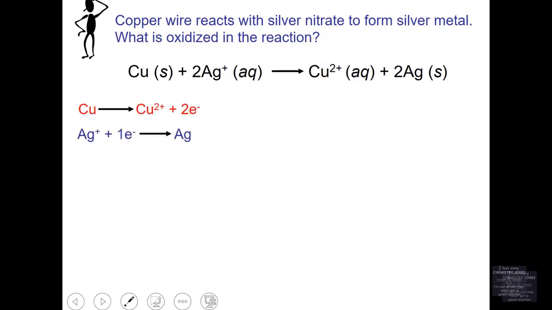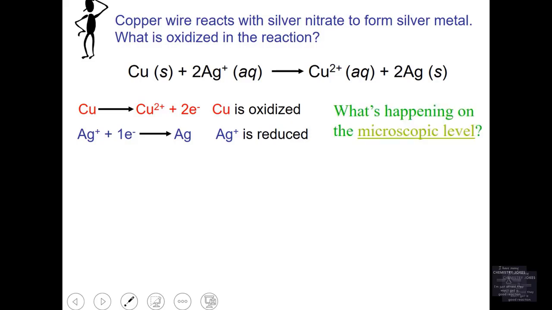Here's one half reaction. Here's the other. Which is which? Copper is giving up electrons. So copper is oxidized. Copper lost electrons. Silver was reduced. Silver gained electrons in that transaction. Let's check out a little video of how this actually happens in solution.